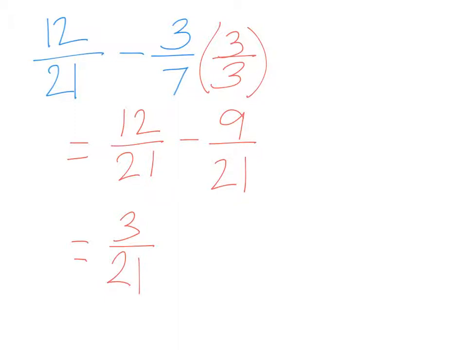This can be simplified. So to simplify it, we have to divide the top and bottom by 3. This will give us 1 over 7. So our answer is 1/7.